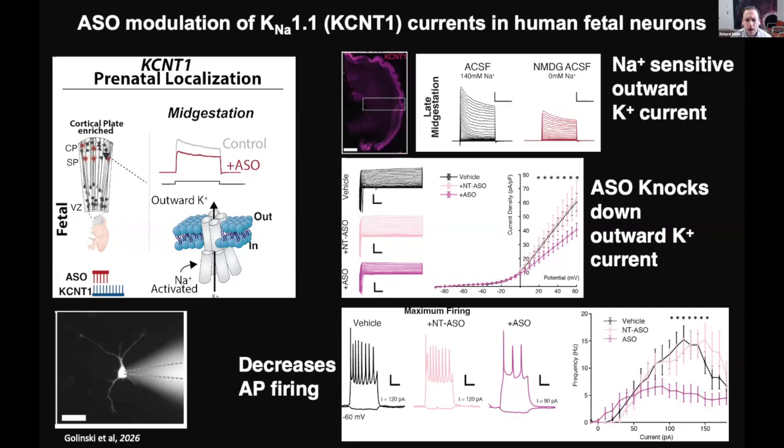And finally, if we look at electrophysiological features or neurophysiology, where we're seeing action potential firing in these prenatal neurons, we can change the way that they are firing action potentials, or their excitation profile, in terms of how they respond to this antisense oligonucleotide.